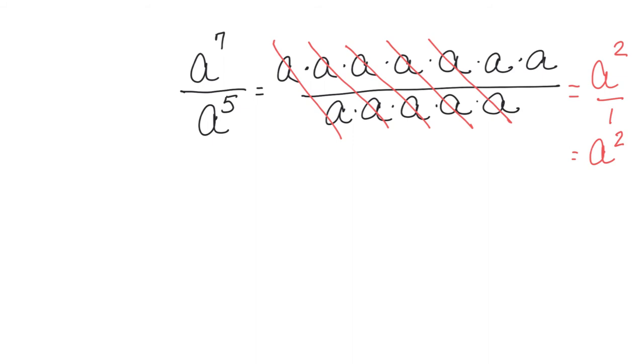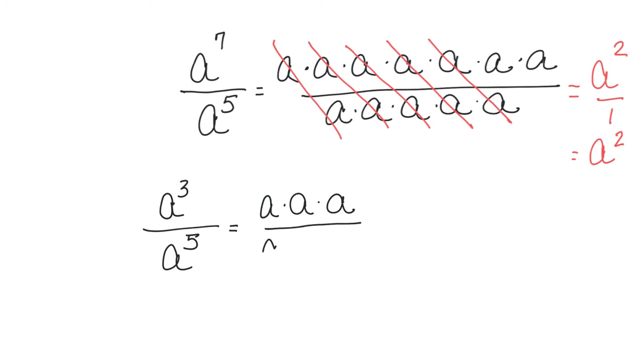Okay, now let's look at one like a to the third divided by a to the fifth. I'm going to factor a cubed, a times a times a, and I factor a to the fifth, a times a times a times a times a. Again, we have a common factor of a, another common factor of a, and another common factor of a.